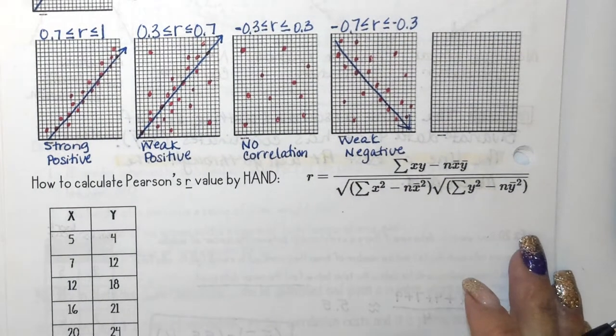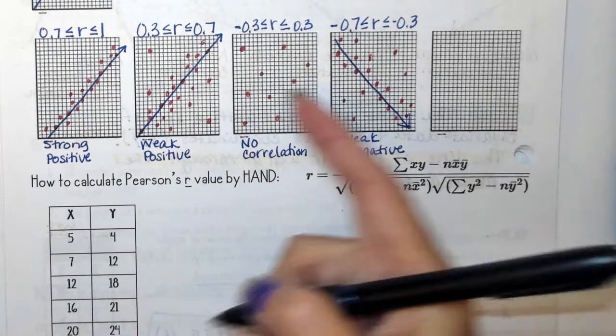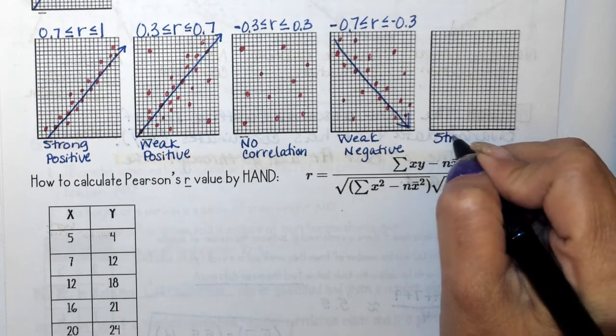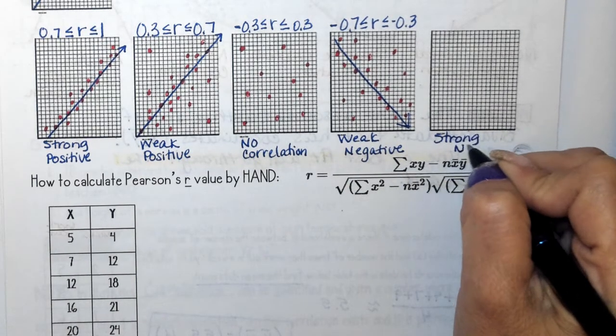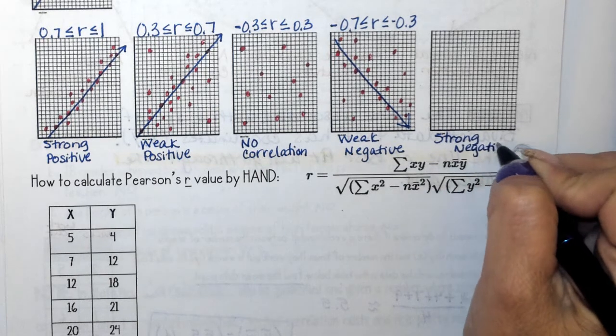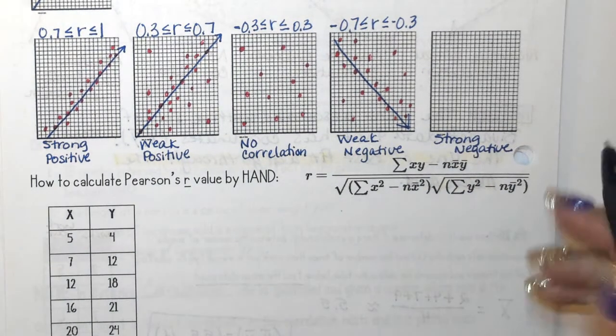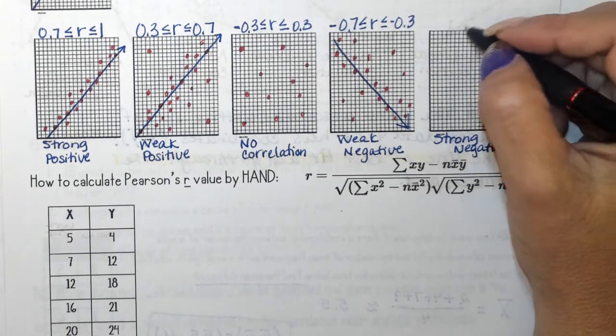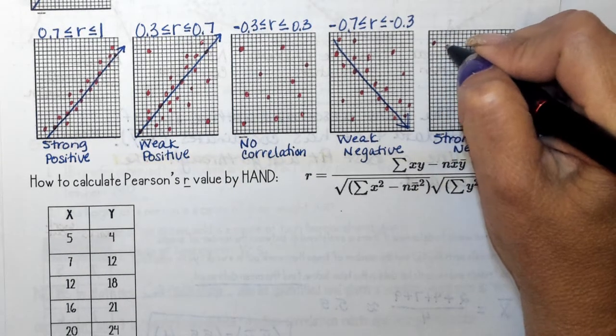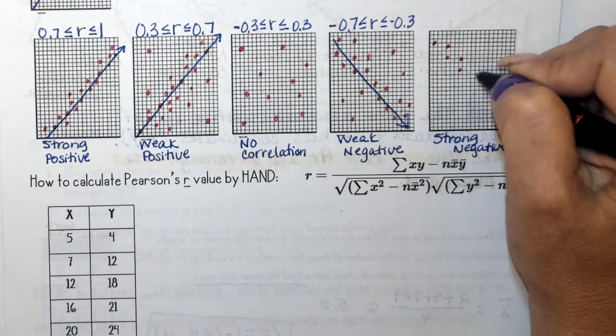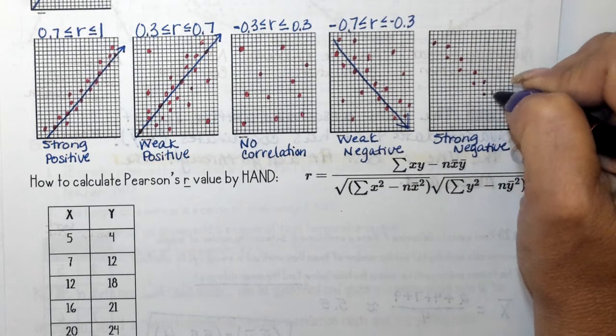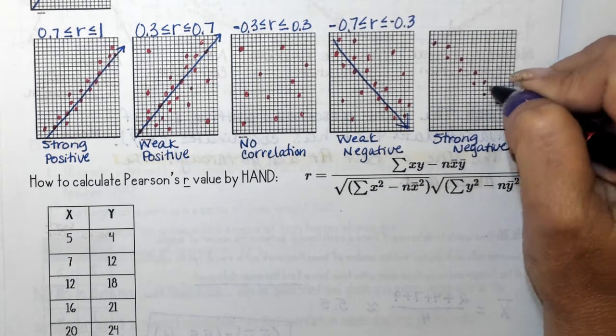Weak negative. And then the last one, as we move out, we're going to go into our strong negative correlation. And on this one, it's going to be a strong negative. So that means it's negative, but definitely the data is closer together.